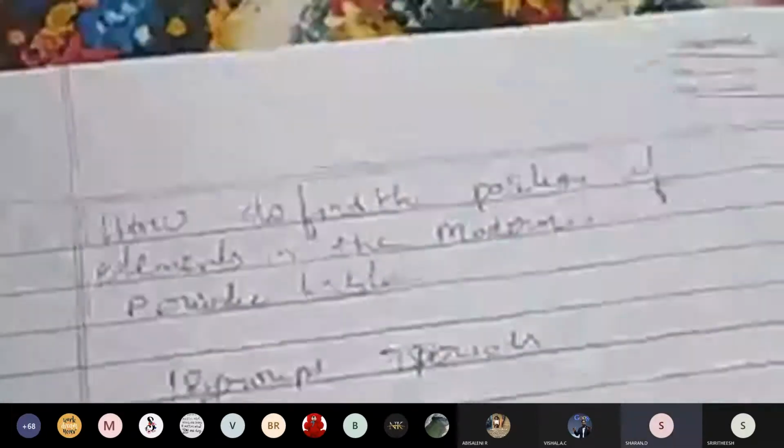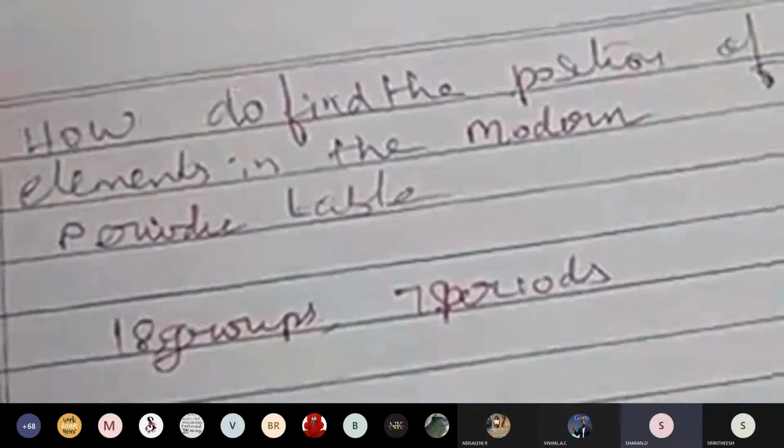So how many groups are there in the modern periodic table? Sir, 18. So totally 18 groups. And how many periods? 7, sir. 7 periods are there in the modern periodic table. So yesterday I told how to find the number of periods, and which group and which period the elements belong to.